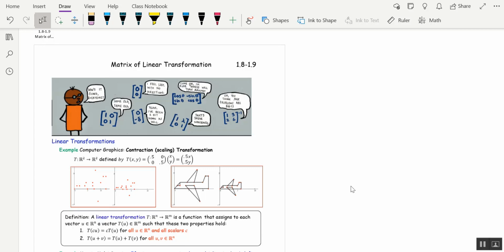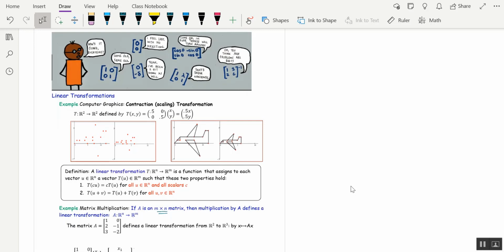Welcome to a section on finding the matrix of a linear transformation. A linear transformation is nothing but a map from Rn to Rm that satisfies the same properties that matrix multiplication satisfies. Constants can come out, T of Cu is C times T of u, and the T distributes over addition. So again, matrix multiplication shares those same properties.